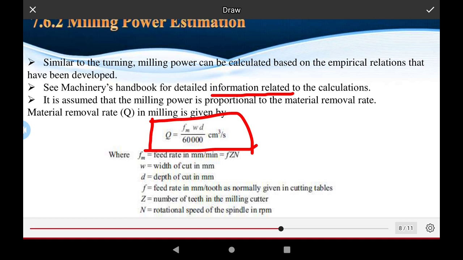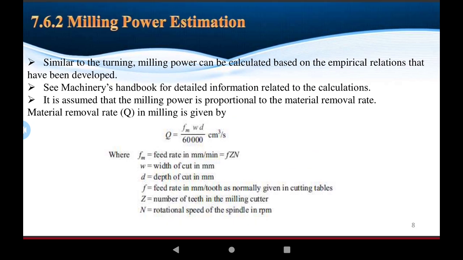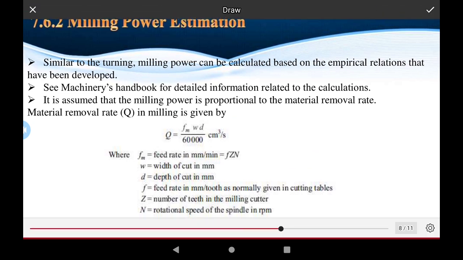It is assumed that the milling power P is directly proportional to the material removal rate MR. The material removal rate Q equals f d w divided by 60,000, in cubic centimeters per second.